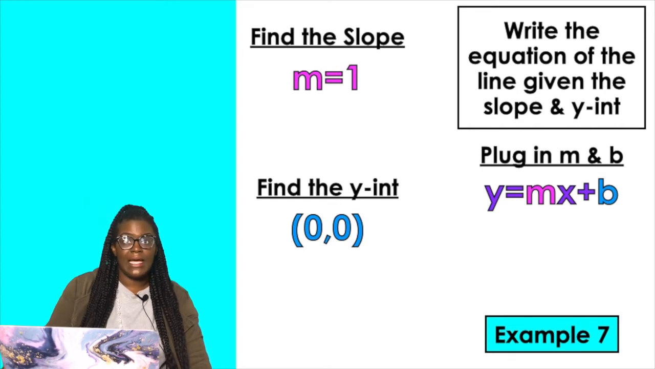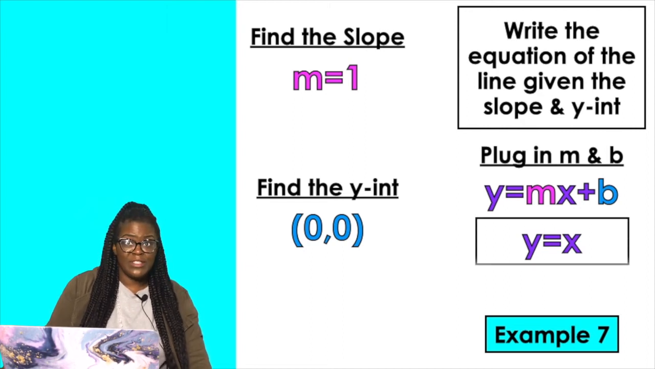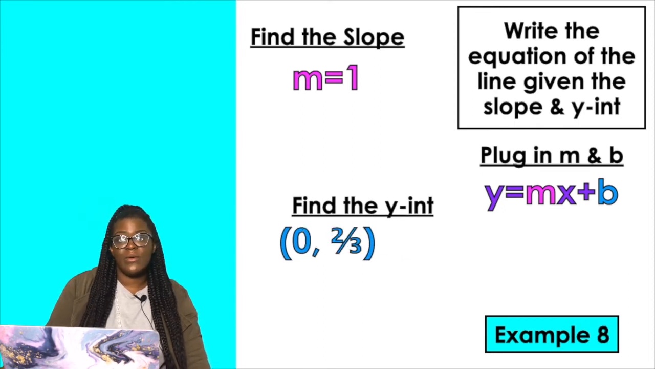That's what we like. M equals 1, y-intercept (0, 0). Ooh, what is this gonna look like? Y equals x. Miss Brunat, where'd all the numbers go? Well, if M is 1, that means in front of the x is a 1. When 1 is the coefficient, do I write it? Nah, we big kids. And then plus B, plus 0. What's the point of writing a plus 0? Plus nothing? For what? Y equals X. That's the way we like it.